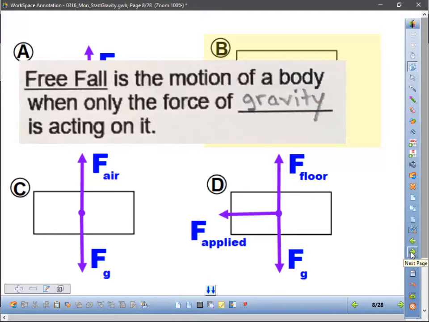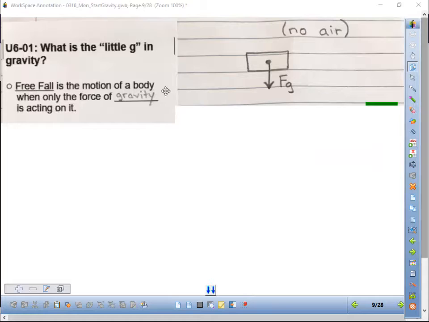So free fall. Go ahead and add this picture, this free body diagram, next to the definition of free fall. There's the box, there's the arrow down, force of gravity, F of G, and there's no air resistance.